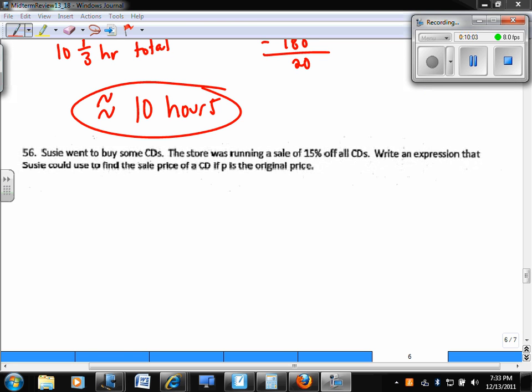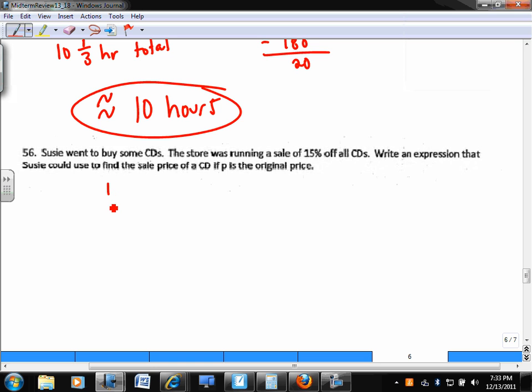Susie went to buy some CDs. The store was running a sale of 15% off of all CDs. Write an expression that Susie could use to find the sale price of a CD if p is the original price. Well, it's 15% off. So we know the original price is 100%. So 100% would be 1.00 minus 15% would leave us with 85% of the original cost. So she could have 0.85p.